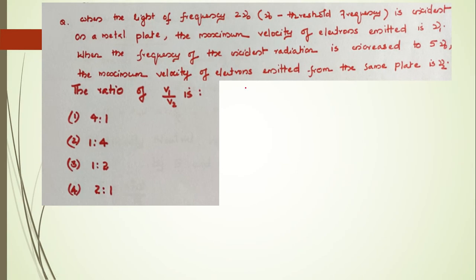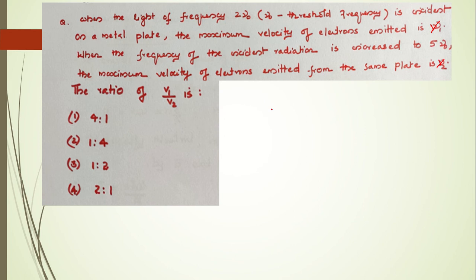When light of frequency 2 nu zero is incident on a metal, the maximum velocity of electrons emitted is v1. When the frequency of incident radiation is increased to 5 nu zero, the maximum velocity of electrons emitted from the same plate is v2. Then the ratio of v1 by v2 is?